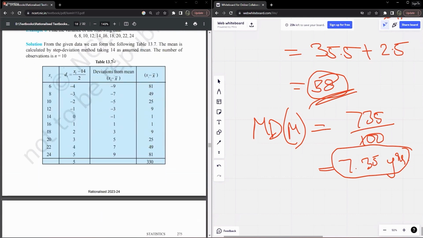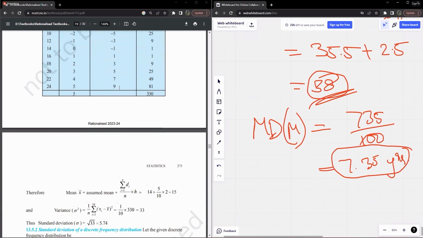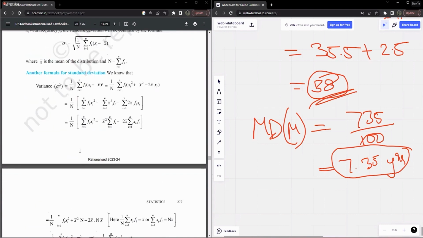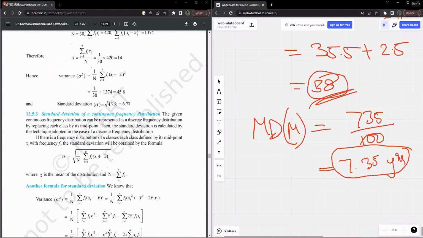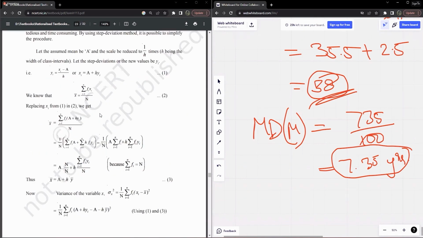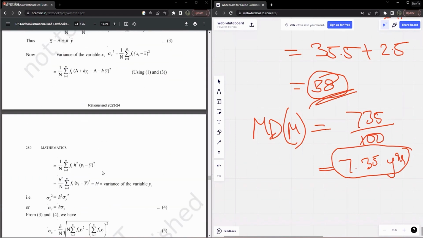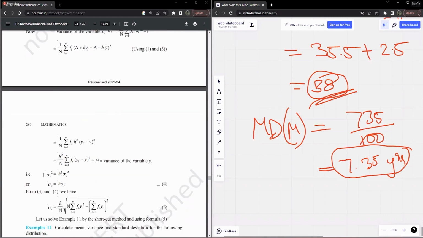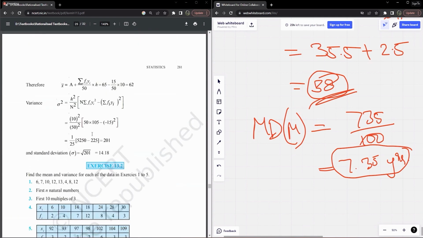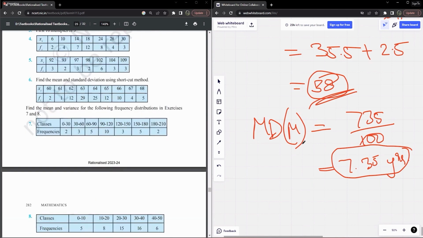Then you have standard deviation of a discrete distribution. You have standard deviation of a continuous distribution, right? And then you have another formula that is going to be 1 by n root of n times sigma fi xi square minus sigma fi xi the whole square. And then you have the step deviation method, which is a shortcut to find the variance and the standard deviation of the variable y. All right. So then we jump into exercise 13.2, which has 10 questions, right?